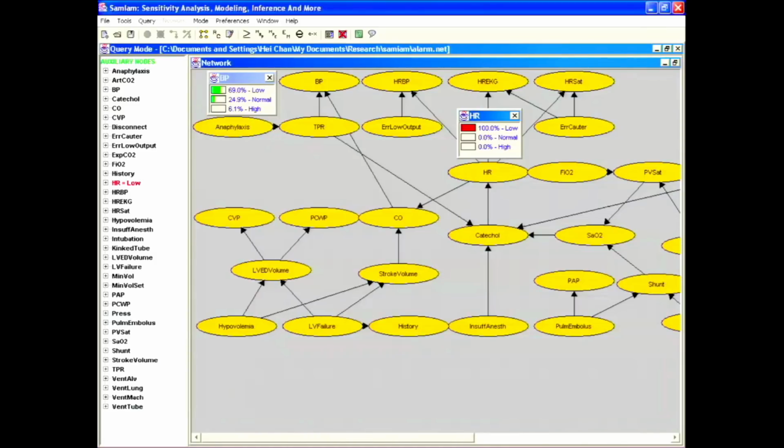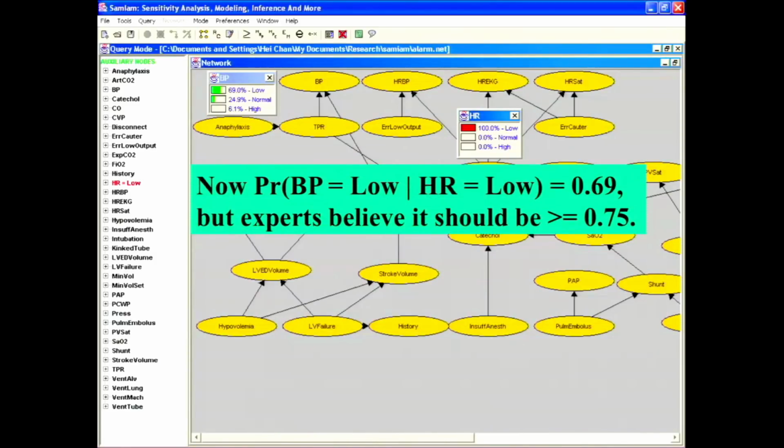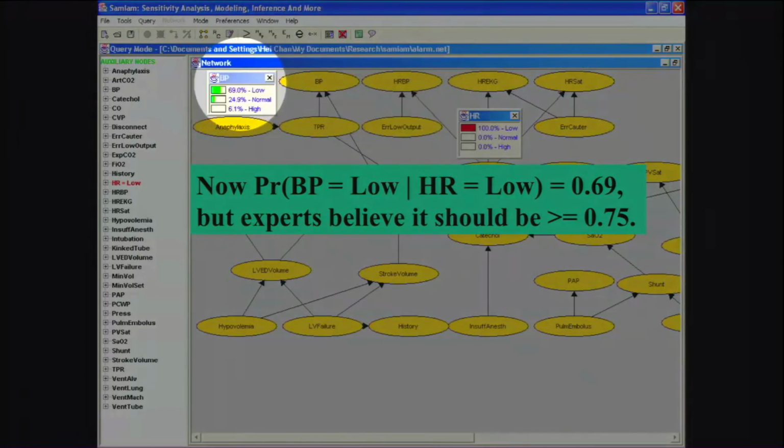Okay, so here's another question. In this question, you look at this query result and say, okay, according to this, the probability here is 69%, right? So the probability of this being low, given that that is low. This is the evidence, this is the query. But suppose someone who's familiar with this situation, a physician, looks at this and says, no, in this case, this should be at least 75%.